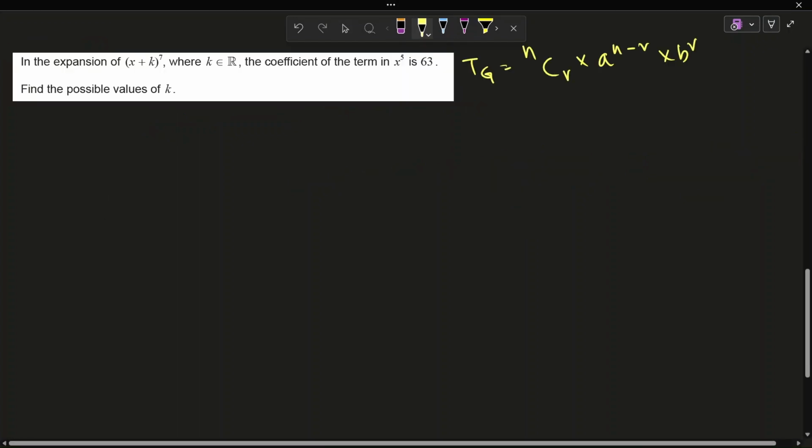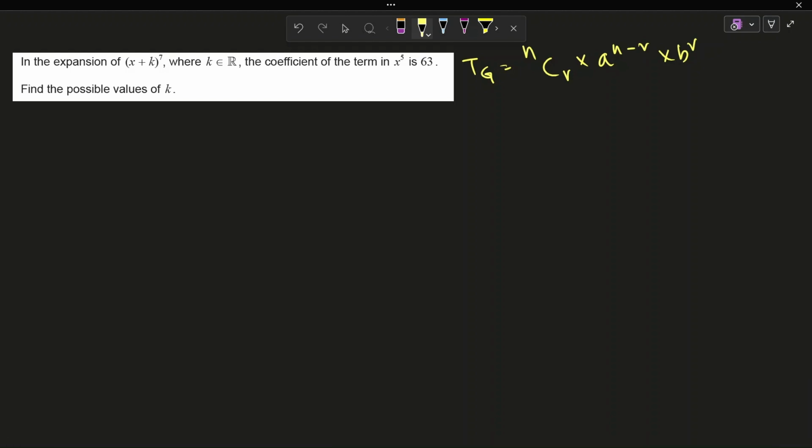Okay, moving on to our practice questions. This question says that in the expansion of x plus k to the power 7, where k belongs to real numbers, the coefficient of the term in x to the power 5 is 63. Find the possible values of k. So to make it easy on all of us, I've written the general term formula on the side, which is nCr and all of that. So let's rewrite that using the terms they've given us in the question.